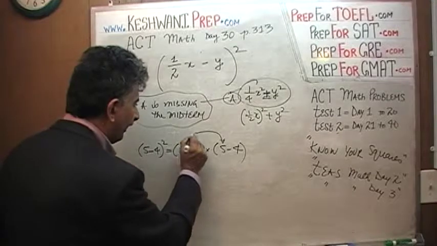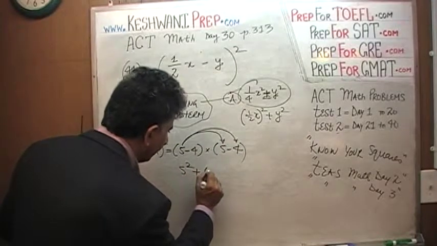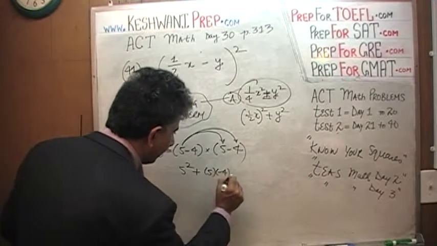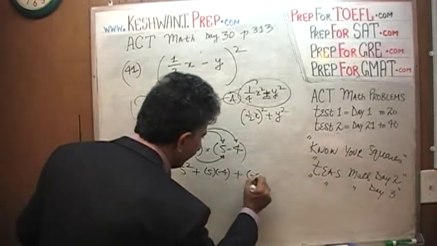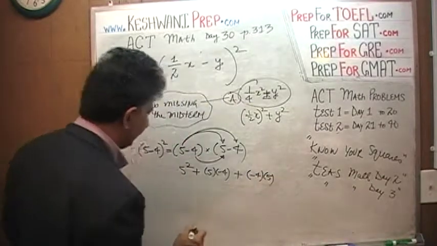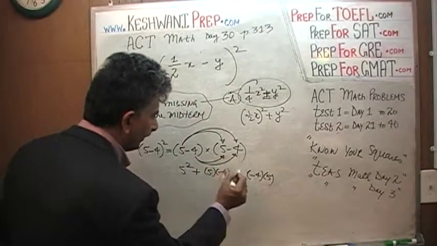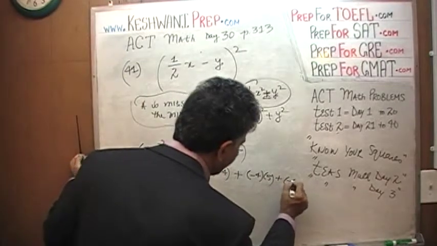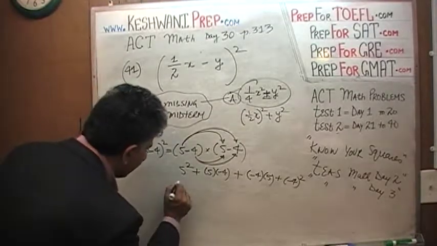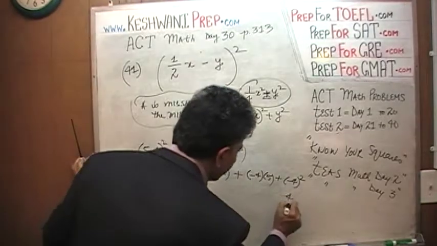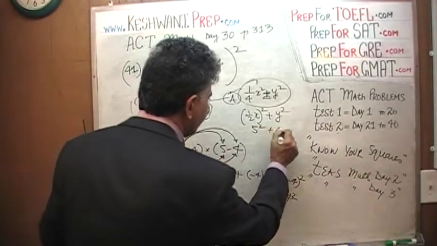Then we're going to have 5 times negative 4, then negative 4 times 5, and then negative 4 times negative 4. Negative 4 times negative 4 is negative 4 squared. So this is where we get our 5 squared plus 4 squared.